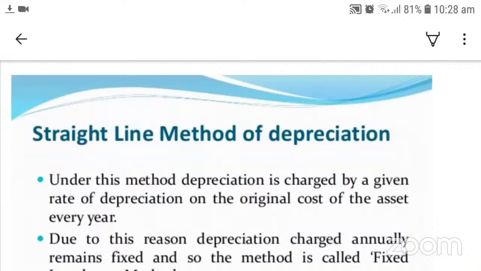Straight line method of depreciation. We have two methods, very important. Under this method, depreciation is charged by a given rate of depreciation on the original cost of the asset every year. Every year, we will provide the depreciation on the original cost. For example, we purchase one asset, plant and machinery, for 1 lakh. Every year, we will provide on that 1 lakh only. 10 percent of 1 lakh means 10,000. Every year, we will provide that depreciation. Fixed original cost only we will provide.